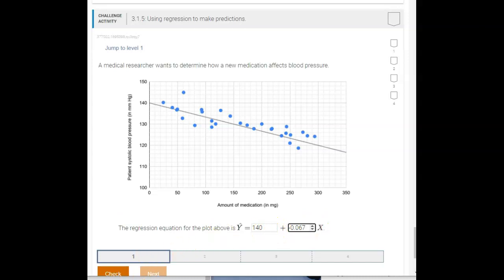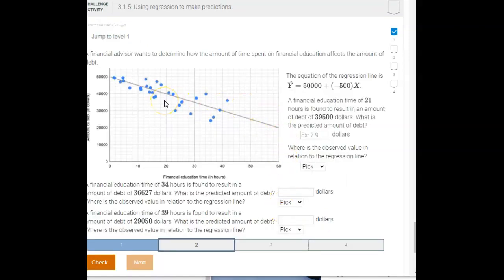And that's the equation. For this next one, our situation is we're looking at the amount of time spent on financial education, and then this is the amount of debt on the y-axis. It makes sense it'd be negative. The more time you spend learning in hours about finances, the less debt you might have. So it's going down here. Here is what we see in the data.